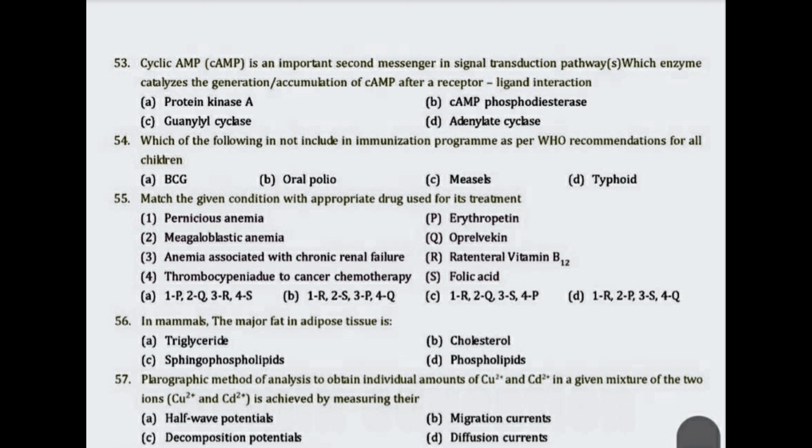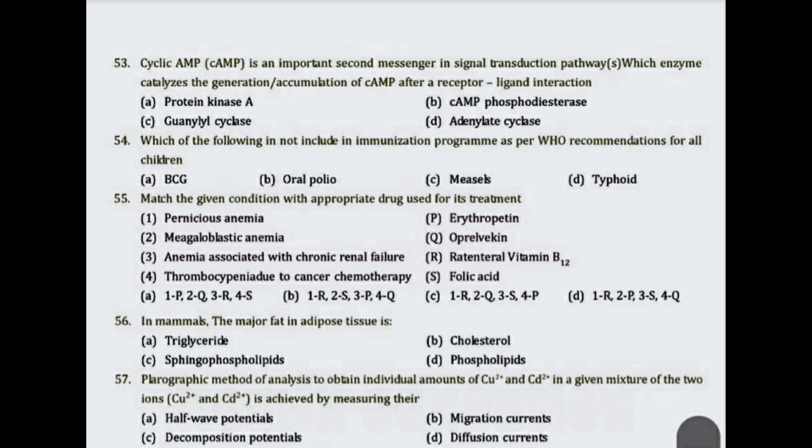Question number 56. In mammals, the major fat in adipose tissue is option A triglyceride, B cholesterol, C sphingophospholipid, D phospholipids. What is the correct answer here? Option A is the correct answer. Triglycerides, or triacylglycerol, is the correct answer. That is the major fat in adipose tissue of mammals.